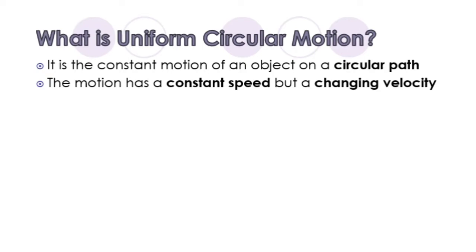Now if you remember the difference between speed and velocity, speed only has magnitude, velocity has direction. So the speed is constant because it's going a certain meters per second all the time. But the reason why the velocity is changing is because it's changing direction. Not magnitude, but direction.